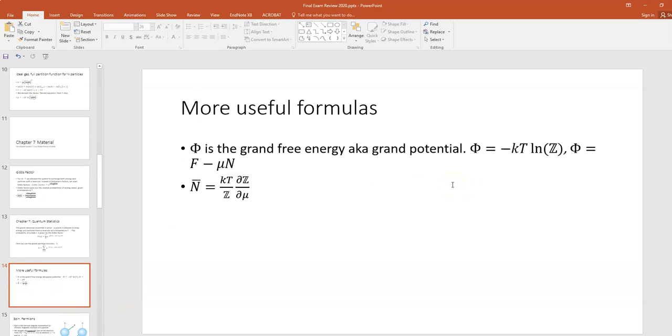We also derived the grand free energy, which is sometimes called the grand potential. This is the Chapter 7 analog to the free energy F. This is the grand free energy, usually symbolized with a capital phi, and that's minus kT times the natural log of funky Z. And then the grand free energy phi is equal to F minus mu N. And then that means that we derive this little expression, the average number of particles N bar is equal to kT over funky Z times the partial of funky Z with respect to mu.